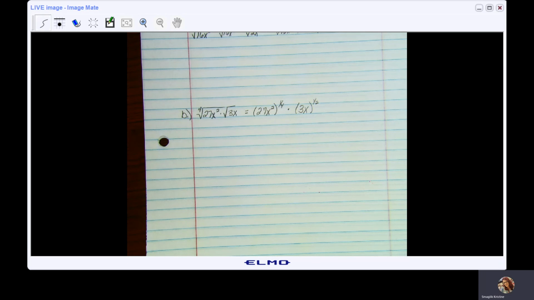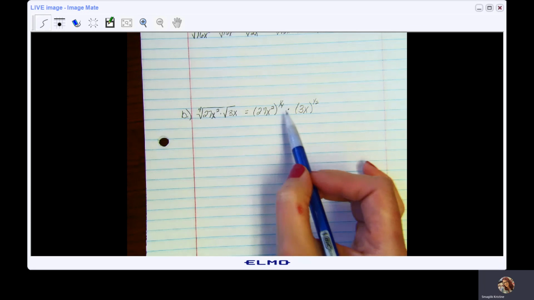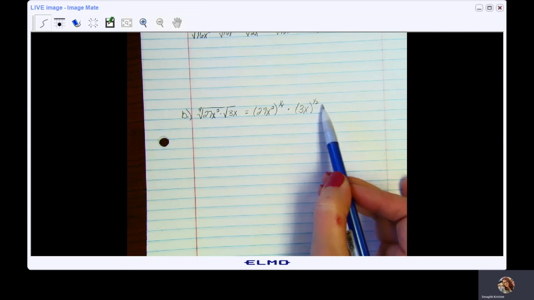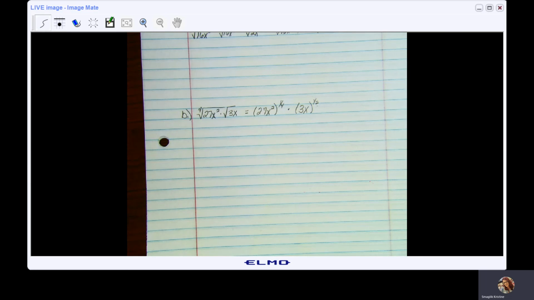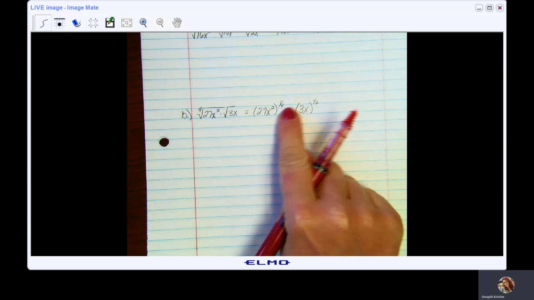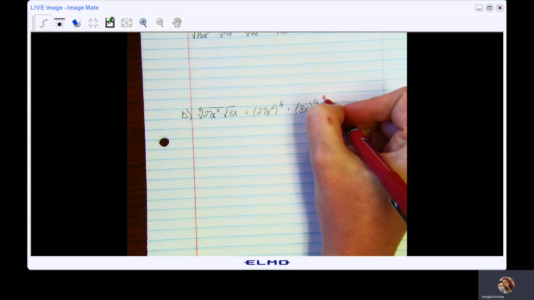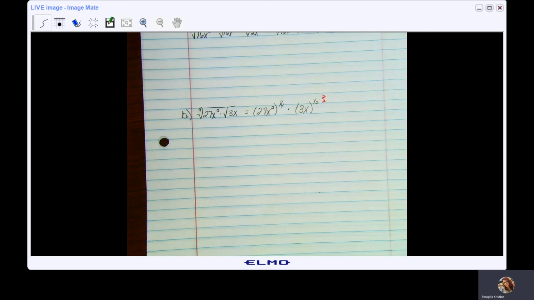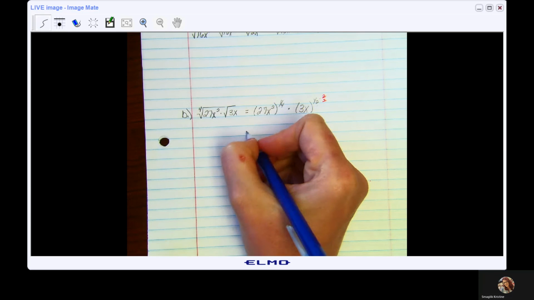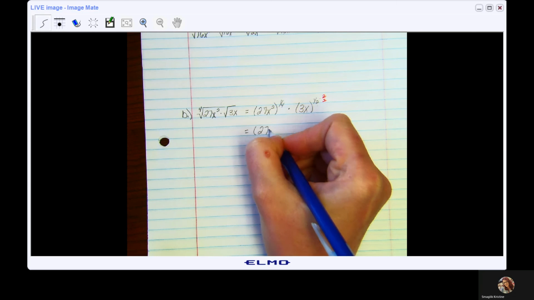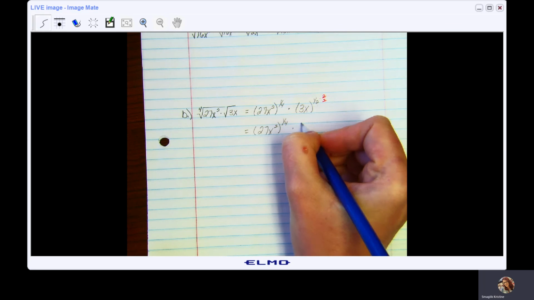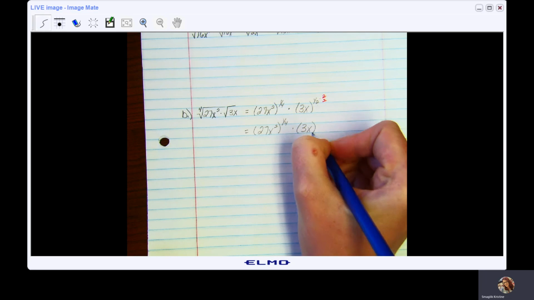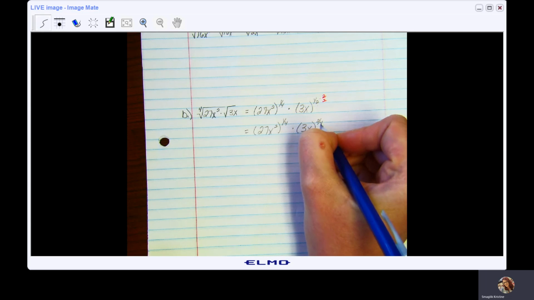And again, what I want to do is create the same index. In other words, I need to get my denominators to be the same. To do that, I'm going to go with a denominator of 4. So if I multiply my fraction here by 2 over 2, I'm going to get 2/4. And then I will have the same index. 27x squared raised to the 1/4 times 3x raised to the 2/4.